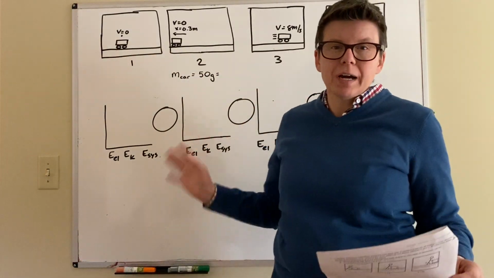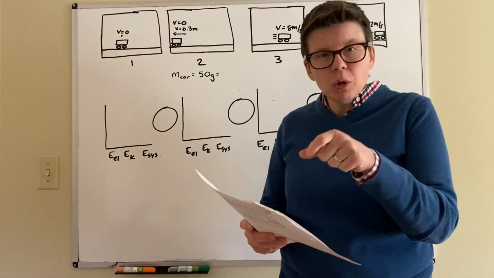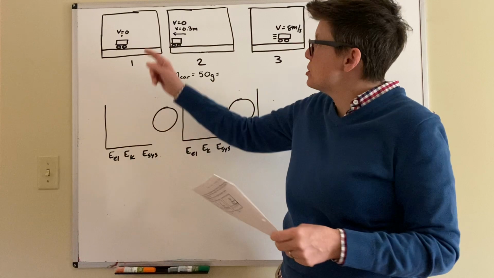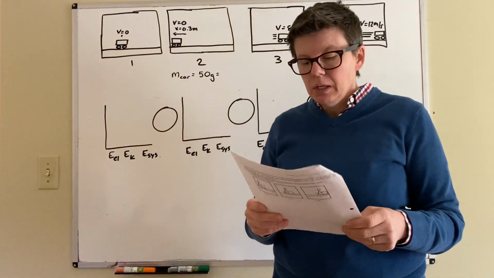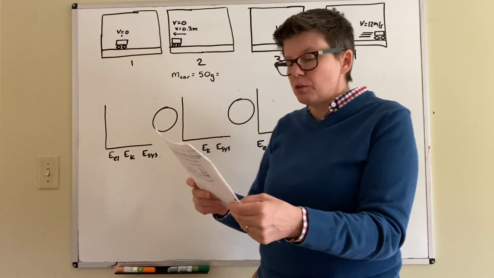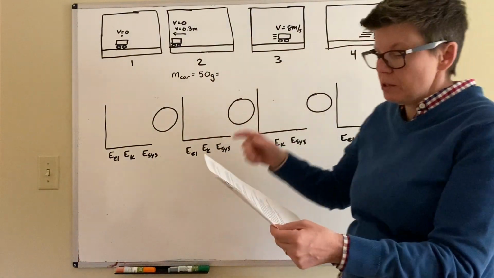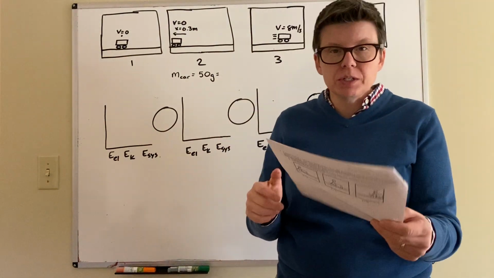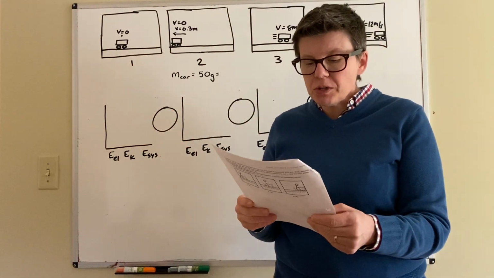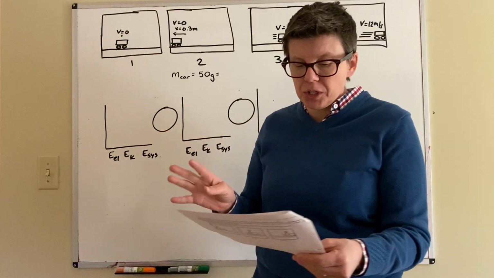This is question 5 under problem set 4. A pullback car with a mass of 50 grams is pulled back a distance of 0.3 meters. After being released, it reaches a final constant velocity of 12 meters per second. Assume friction with the table is negligible. No thermal energy. Draw state diagrams for these 4 states.